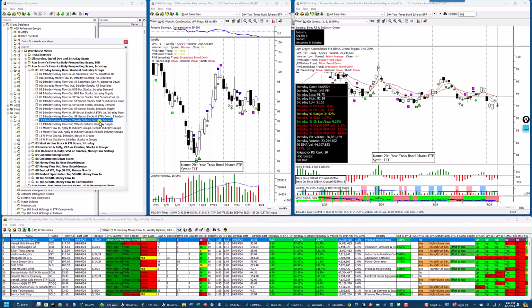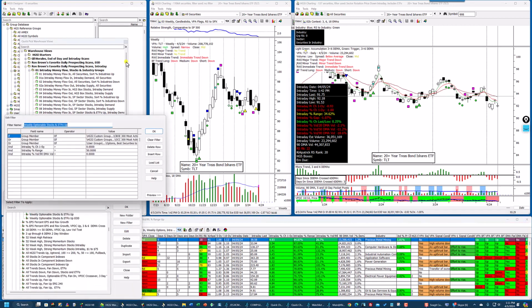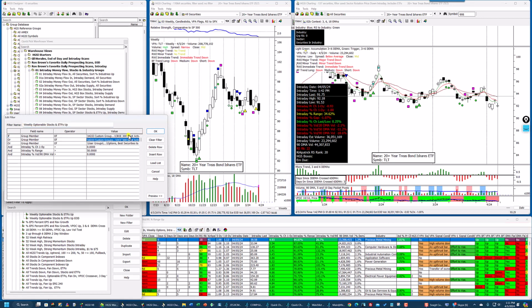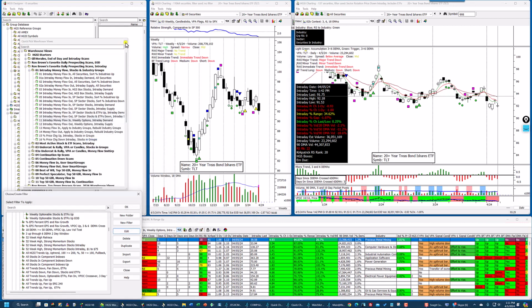Now these are money flow in. I'm out of the sector stocks now, but I'm into stocks that have weekly options. And I'll show you this quickly. It goes to these custom groups here and a user group and pulls out stocks that are most active.